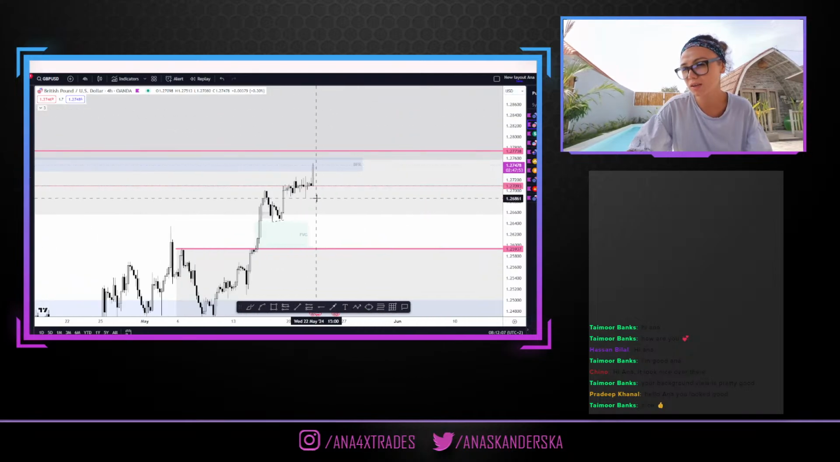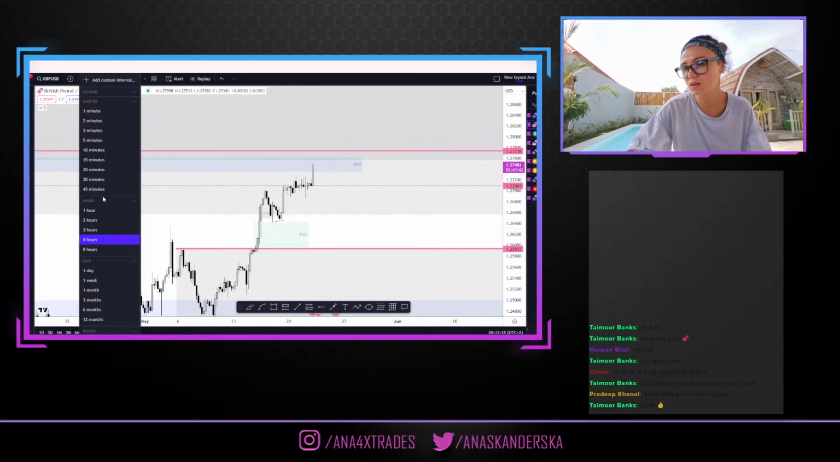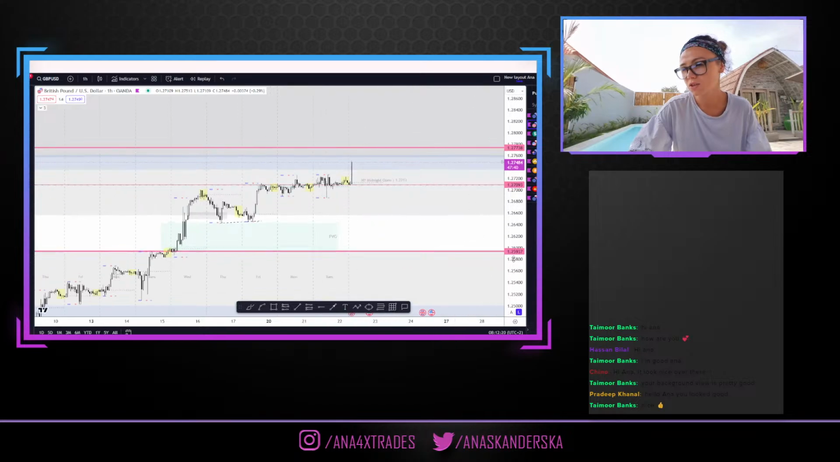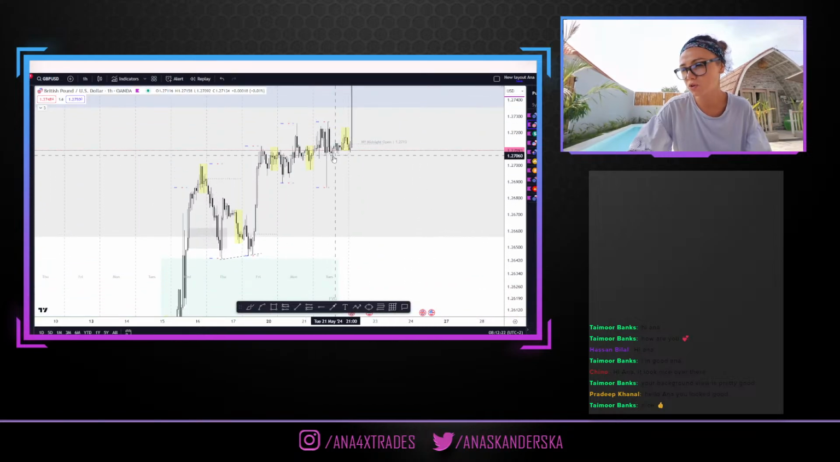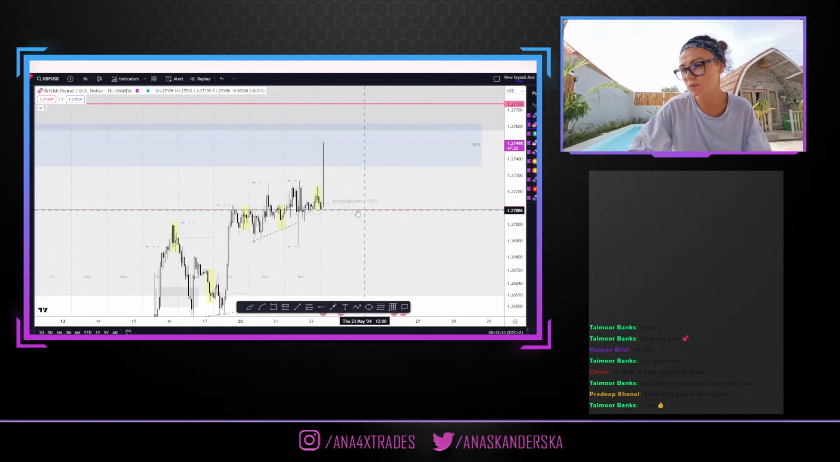I mentioned on Sunday that I would like to see price respecting this fair value gap, and that's exactly what happened. I was even expecting to see a little bit deeper retracement so that I could look for a buy opportunity, but we never got this deeper retracement. Price just liquidated this internal trend line yesterday, and then we saw a bullish move. But that's not the case with euro.